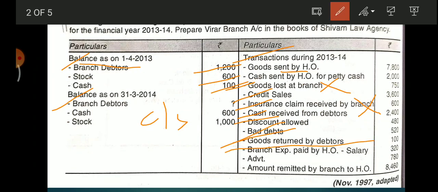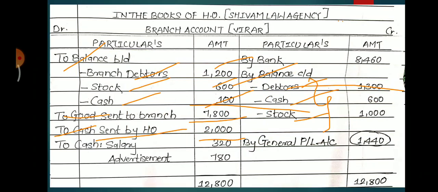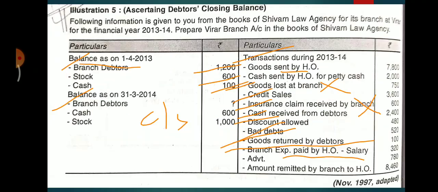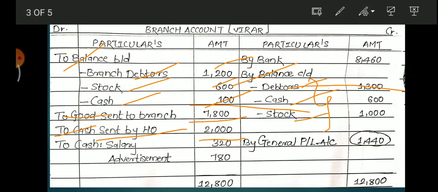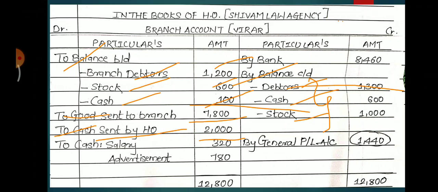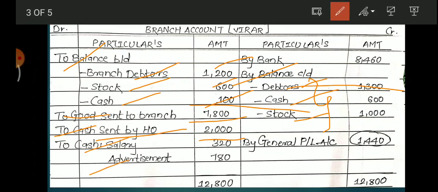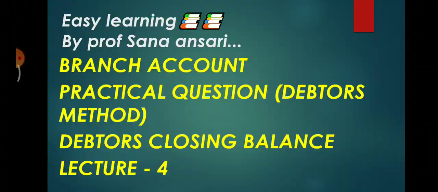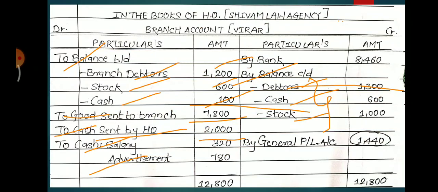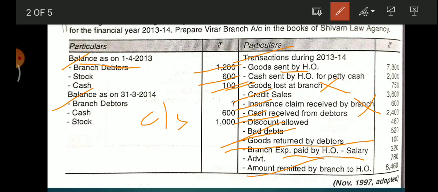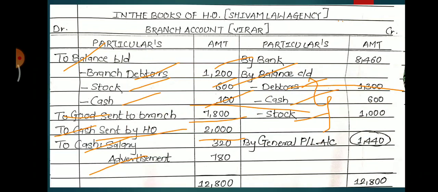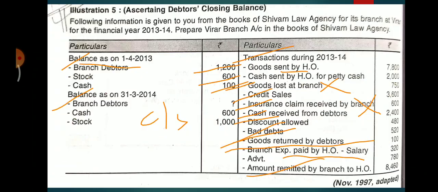We can complete it till here. And branch expenses paid by head office, salary and advertisement. Head office paid the branch's expenses for the salary and for advertisement. So it is nothing but the branch has received the funds from the head office. That is why it will be recorded on the debit side of the branch account. And the other one is amount remitted by branch to head office. Amount has been transferred from the branch to head office, so branch account credit side, because the amount has been transferred from the branch. Okay, so here we have to mention it, by bank 8,460.